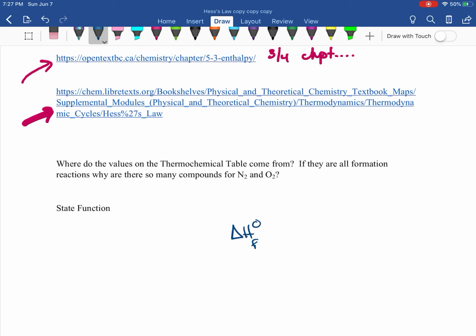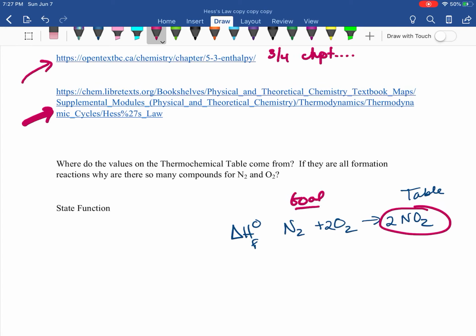Let's start by saying, you really have in your heart this formation reaction to make NO2. And you sit down and you know your formation reactions. So we're going to take nitrogen and oxygen and we're going to make NO2. We're going to go ahead and balance that. Okay. And this is what you're going to go and you're going to find on the table. You would absolutely find a value on the table for your NO2. And this is your goal.